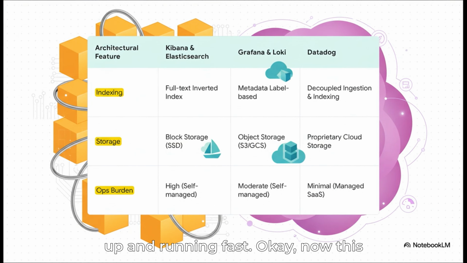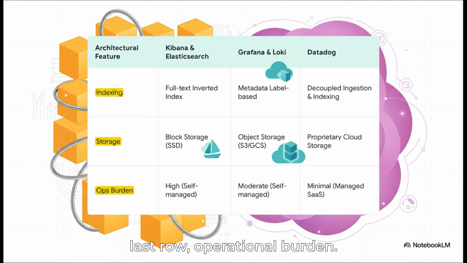Okay, now this table. This is where it all comes together. This is where you see the real-world impact of those philosophies. Elasticsearch, with its full-text index, needs that super-fast, super-expensive block storage. Think SSDs. Loki, on the other hand, is built to use cheap object storage like S3. And Datadog, well, they just handle it all for you.